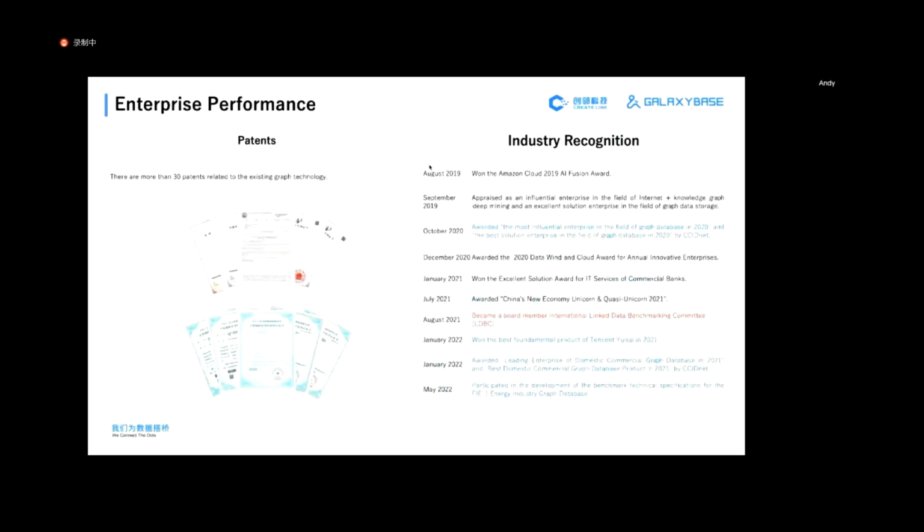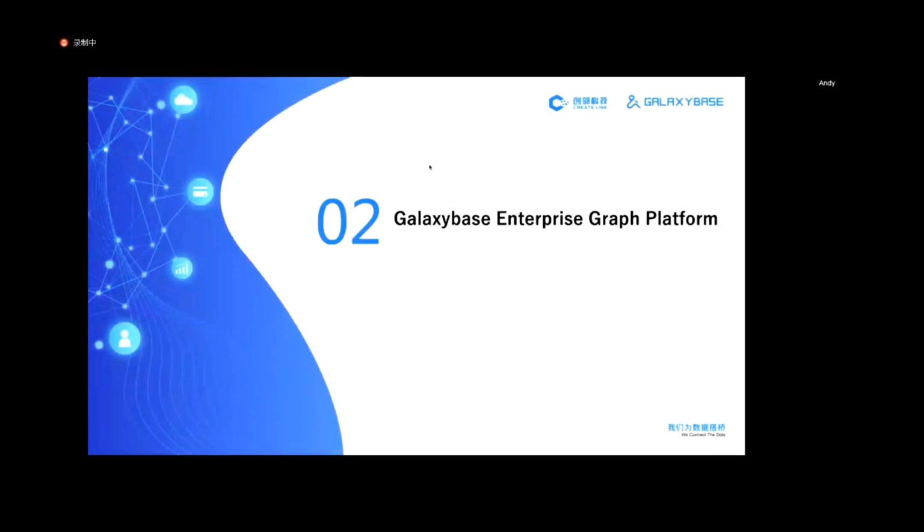We have a number of patents, including a US patent on distributed graph database platform, system and methods. We also got a number of industrial recognitions, including the Amazon AI Fusion Award and the Excellent Solution Award for IT services of commercial banks. We are on the board of directors of LDBC and a number of industrial associations.